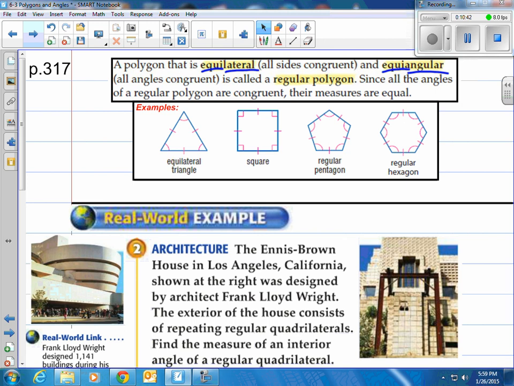We can draw regular polygons. The easy ones are the smaller ones, the triangle, square, pentagon. You try to get the hexagon on paper looking regular, or even a heptagon. I showed you earlier in those pictures. I had the computer do it for me. It was a lot easier. Again, it says since all angles of a regular polygon are congruent, their measures are equal. So the measures are equal on regular polygons.